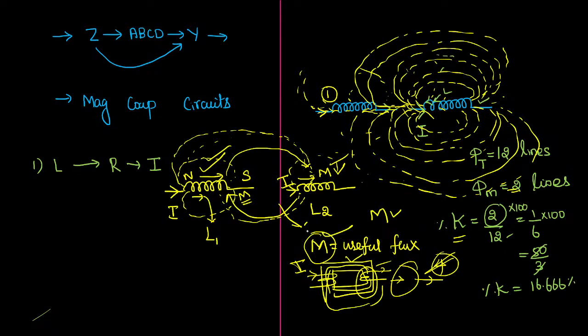Suppose the flux produced by the coil is surrounding only the primary side, or the flux produced by the coil is surrounding only the secondary side, that is called self flux or leakage flux or useless flux. In a transformer, it is not required. Our main intention is that the flux produced by the first coil must be linked to the secondary coil. That is what we are trying to do here, but it is not happening. Basically, some of the flux will get linked only with the primary, and some of the flux will get linked only with the secondary. They are called leakage flux. We are simply calling them leakage flux.